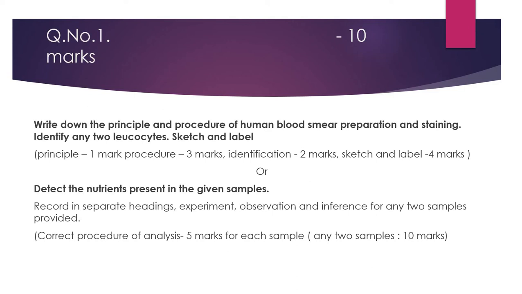If you get the second choice, you will get any of the 2 samples: sugar, protein, starch or lipid. You have to write down the experiment, observation and inference in a table and you have to write the results also. You will get maximum 5 marks for writing the procedure of analysis of each sample.